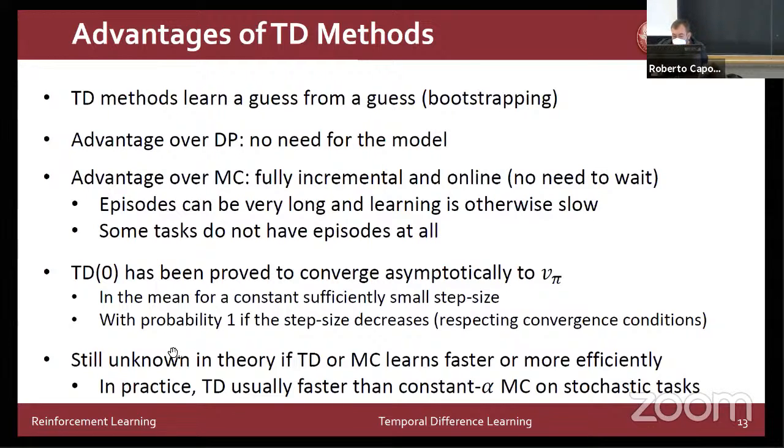There is no theory on whether temporal difference or Monte Carlo methods learn faster or more efficiently. They just learn in different ways. In practice, you can see that temporal difference methods are at least faster for a constant step size on stochastic tasks. And again, you can imagine why, right? Because sampling relevant trajectories often enough is not guaranteed to happen, while visiting states is easier and faster.